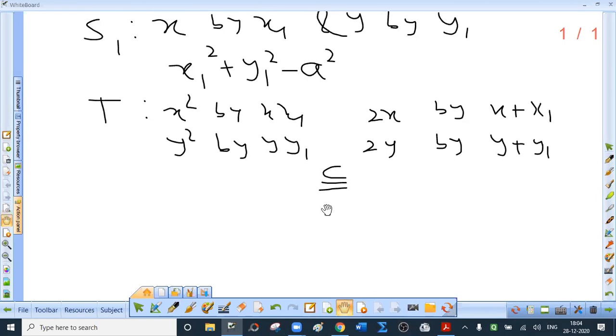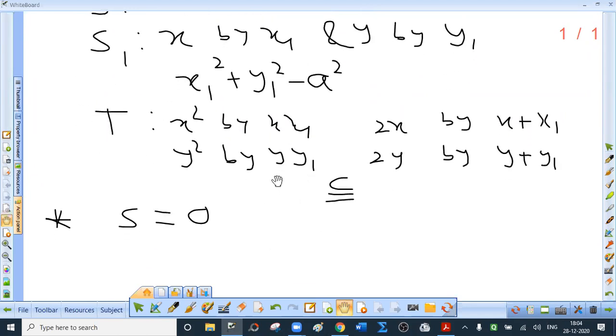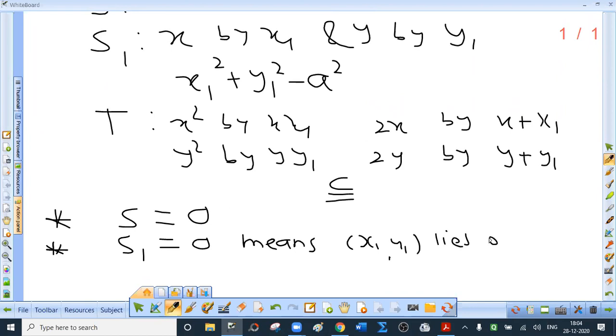Now you will ask me, sir, what is the significance of this? I'm going to tell you that only. What is the significance? Capital S equal to 0 represents the curve. Do you agree with me? You have to see, capital S equal to 0 is x square plus y square minus a square equal to 0. Yes, it represents the curve. Simple. Secondly, what does S1 equal to 0 represent? S1 equal to 0 means the point x1, y1 lies on the curve. This is common sense.